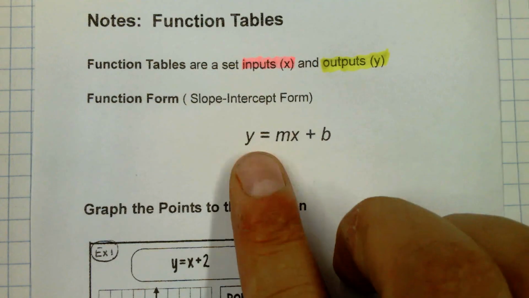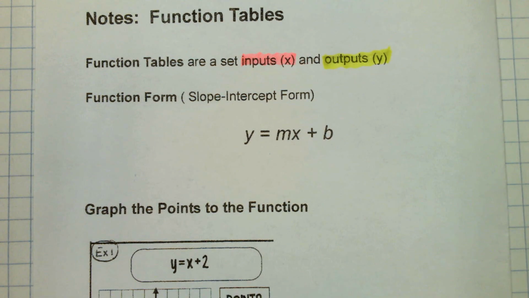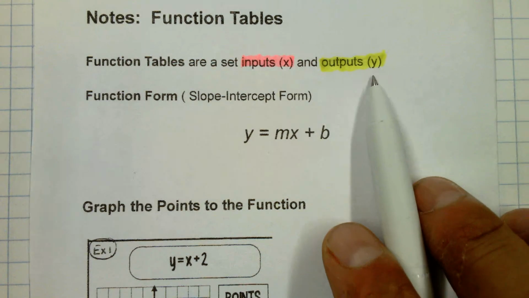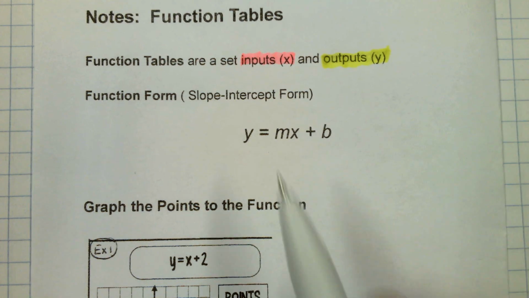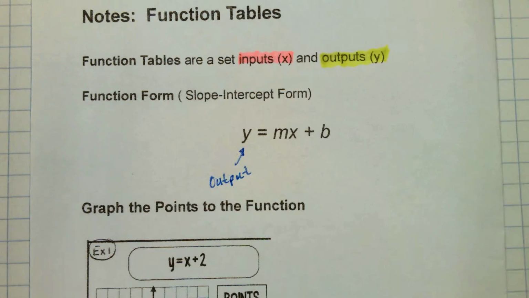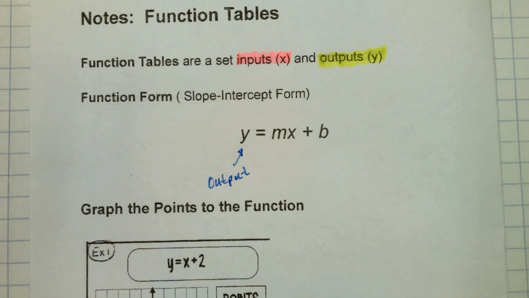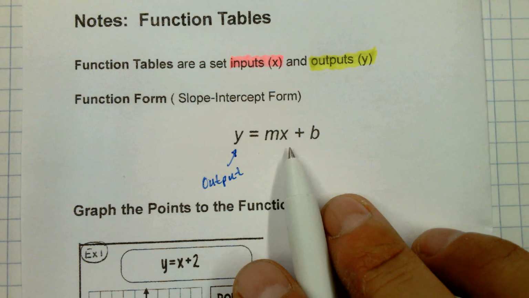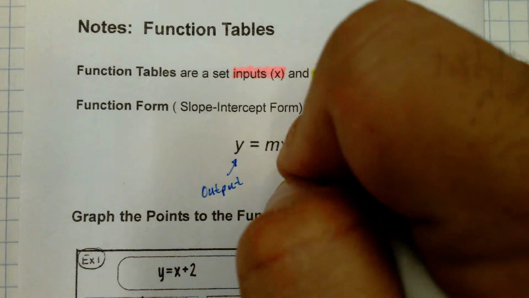So let's look at this equation. We have the y. So y represents what? Output. So let's label that. This is our output. And it also has x. That's going to be our input.